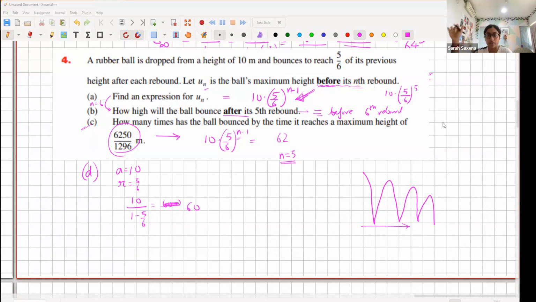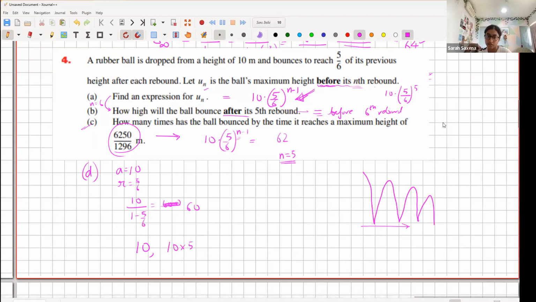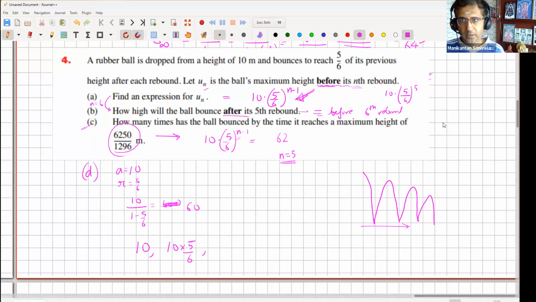It's dropped from a height of 10, so it'll be down. And how much distance? 10 meters. Okay. Now the next bounce, so the next vertical will be going up, right? And how much will it travel? 10 into 5 by 6. The next motion will be up or down, and by how much? It has to fall down before it goes up, so it'll be the same distance.